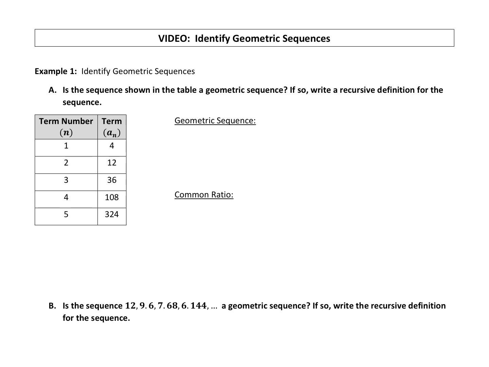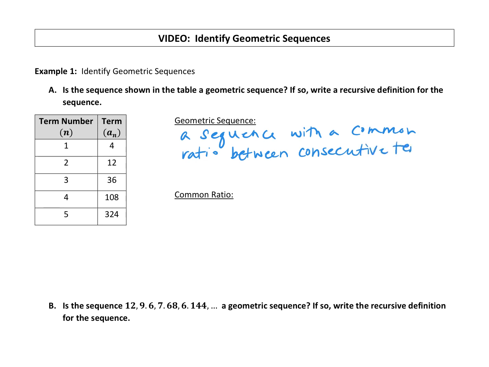That is defined as a sequence with a common ratio between consecutive terms. And that common ratio, we just use an R to represent our common ratio. So the question is, does this represent a geometric sequence?